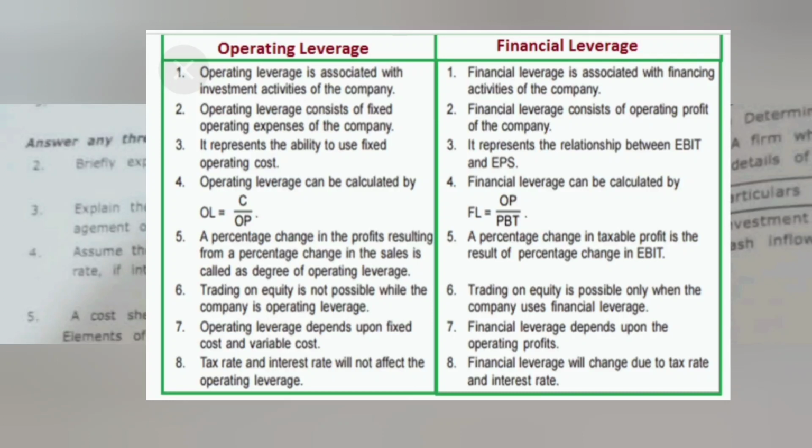Trading on equity is not possible in operating leverage. Trading on equity is possible with financial leverage. Operating leverage depends upon fixed cost and variable cost. Financial leverage depends upon the operating profits. Tax rate and interest rate do not affect the operating leverage, but here the tax rate and interest rate do affect the financial leverage. So now we have understood what is operating and what is financial leverage.